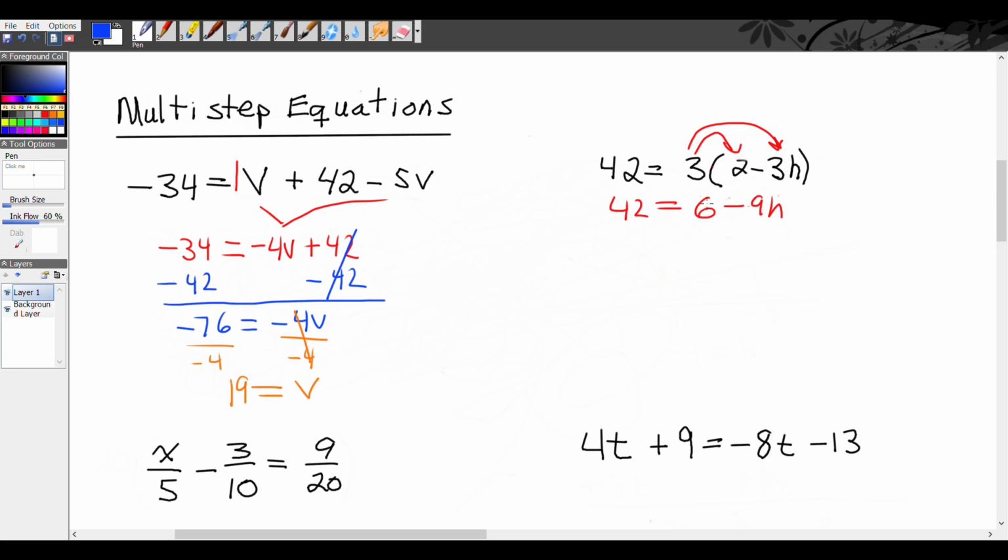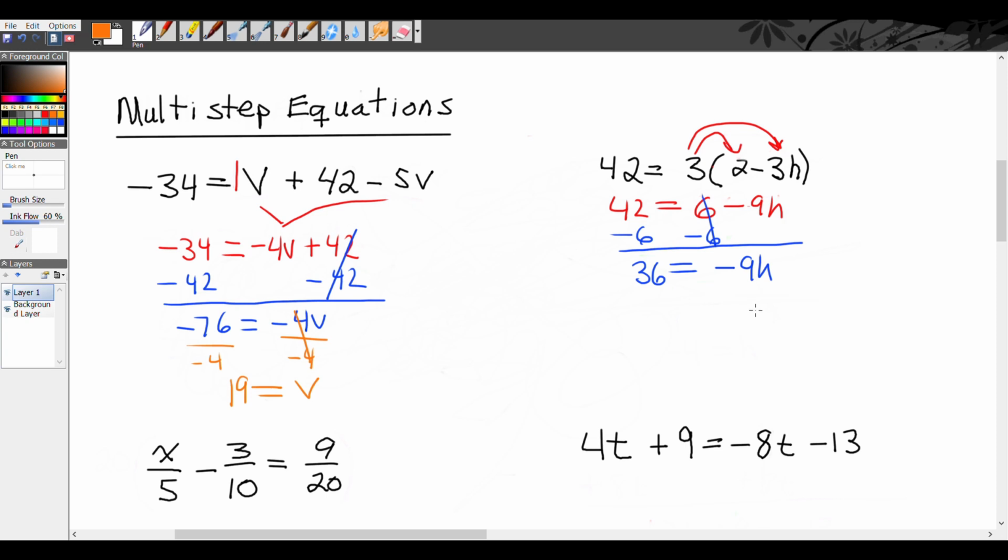So this 6 is just sitting here, and it's being added to negative 9h. So that's what we're getting rid of. You always have to look in front of the number you're trying to eliminate to determine the sign. There's nothing in front of the 6, and that makes it positive. So we need to subtract 6 from both sides. These cancel each other out, leaving me with a negative 9h on the right-hand side. And on the left, we have 42 minus 6, which is 36.